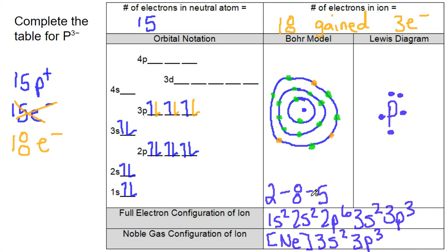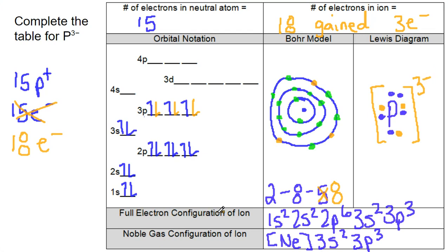Originally it was 2-8-5, but now that we gained 3 electrons in the outermost level, it's no longer 5, it's now 2-8-8. Okay, and then the Lewis diagram, we need to add our 3 electrons that were gained when the ion forms. So now there's 8 dots around it. We need to put our brackets indicating this is an ion, and then the charge, which is 3 negative.